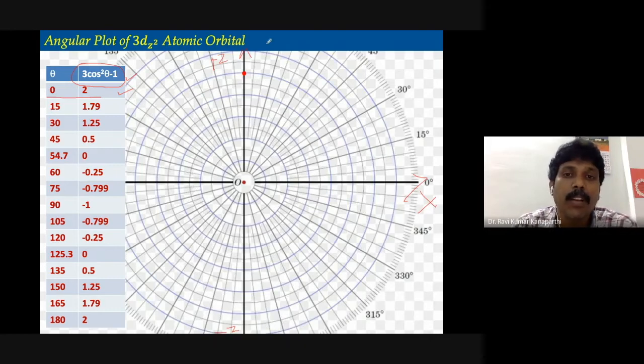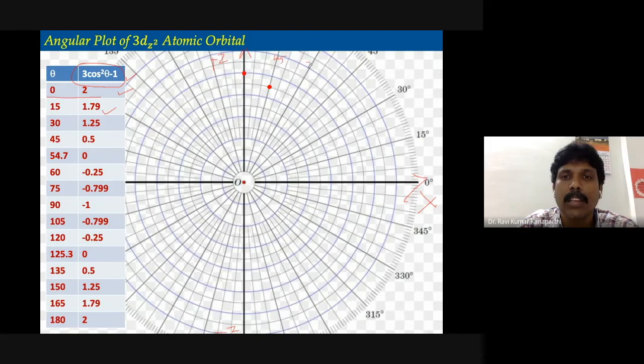Now theta, you can start from 1, 0, it is 2, and then 15. So at 15 I have a point, and that is almost 1.8. You can just locate it, it is 1.8. Every circle is 0.2. So this is actually the next point, the 15-degree angle.